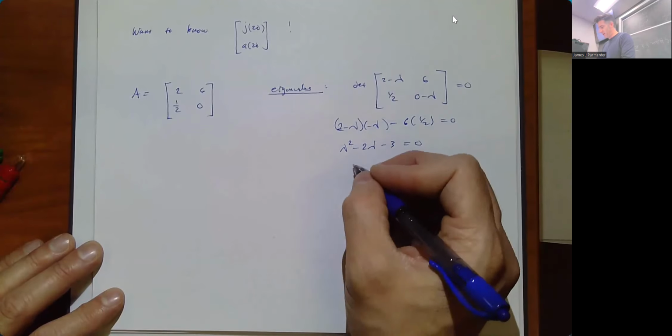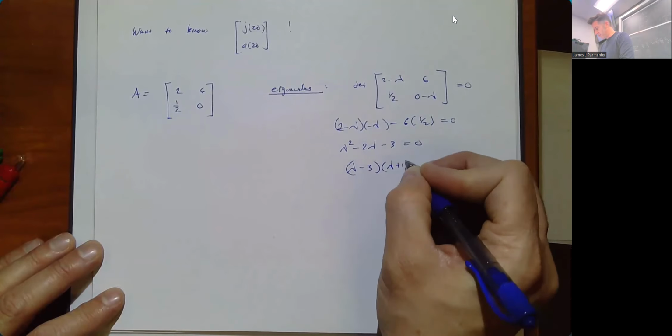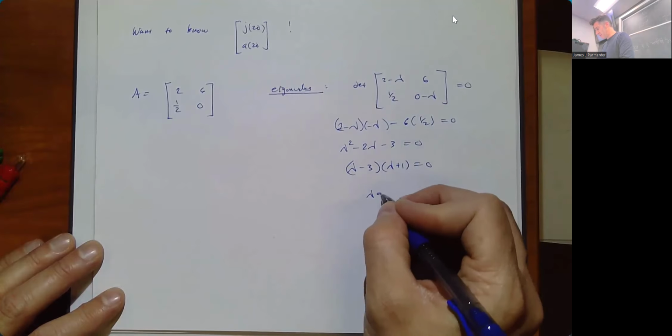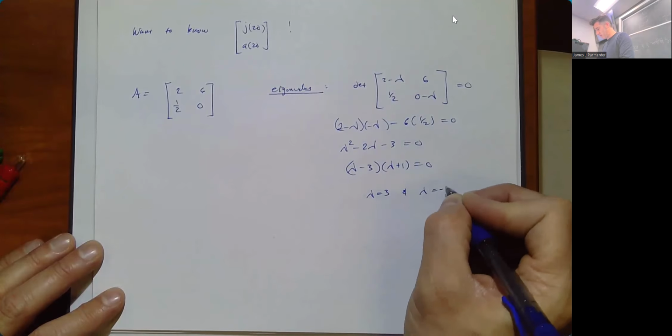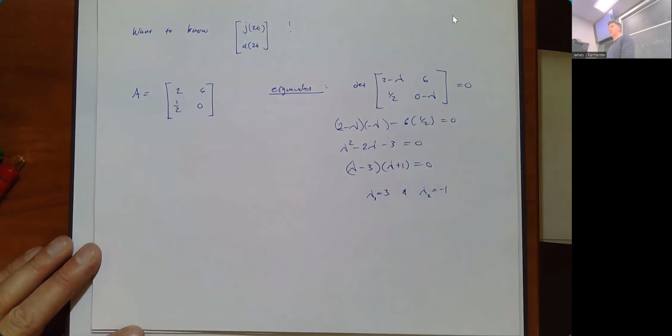I think I have the same eigenvalues as before. Sometimes that happens. I get lambda equal to 3 and lambda equal to -1. Let's call that lambda 1, and that lambda 2. Eigenvectors.